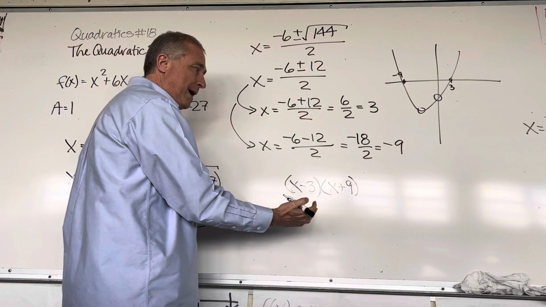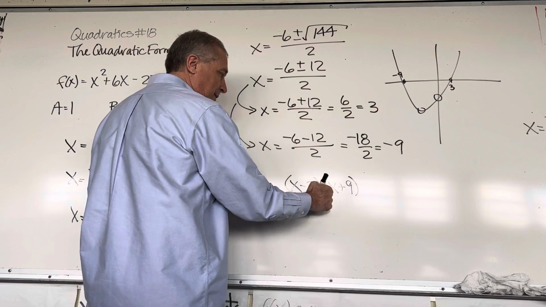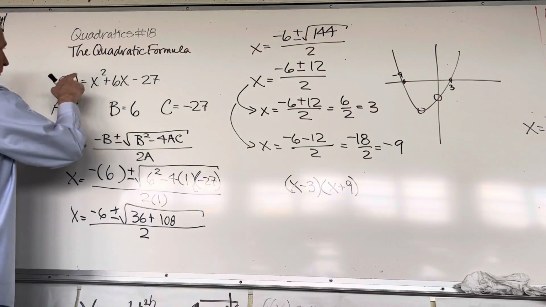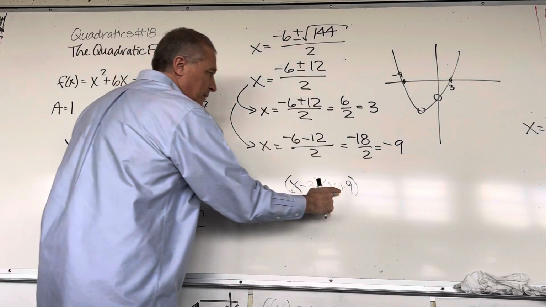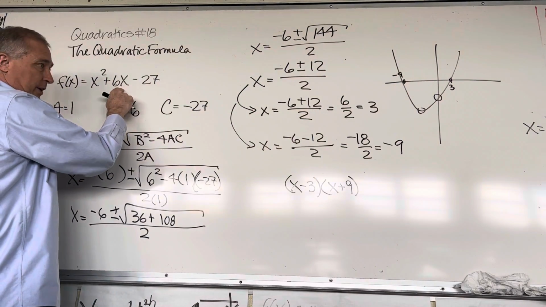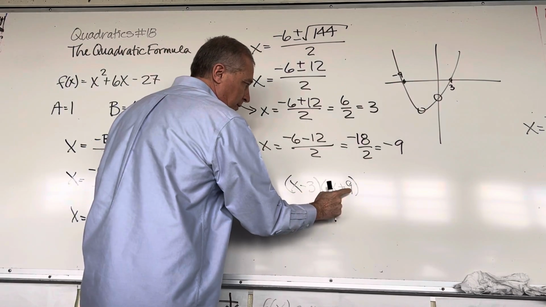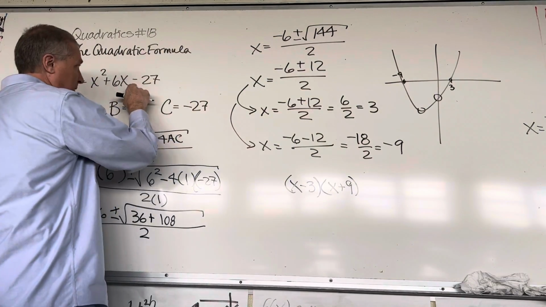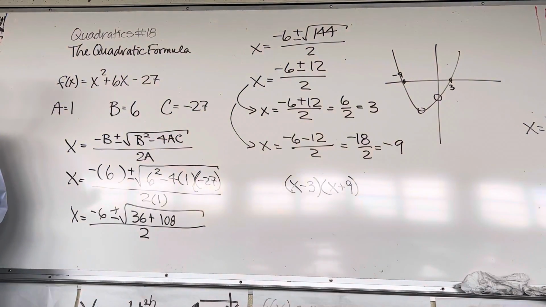And you can always go back and FOIL this. X times x is x squared. That's good. 9x minus 3x is 6x. That's good. And negative 3 times 9 is negative 27. That's good. Fair enough. Do you see the FOIL that we've solved right away to get back to it?